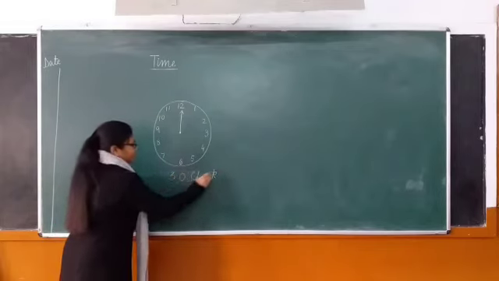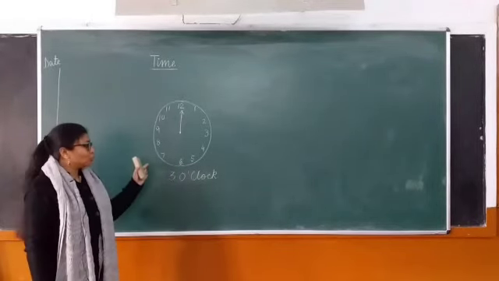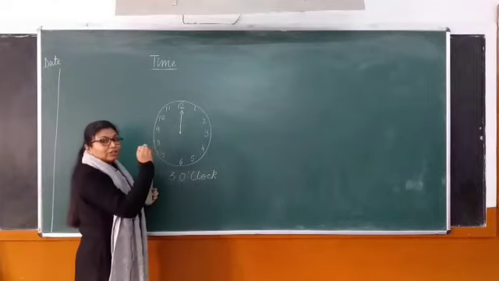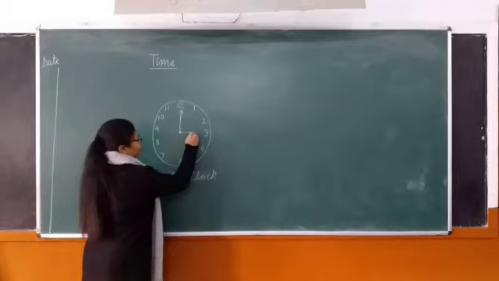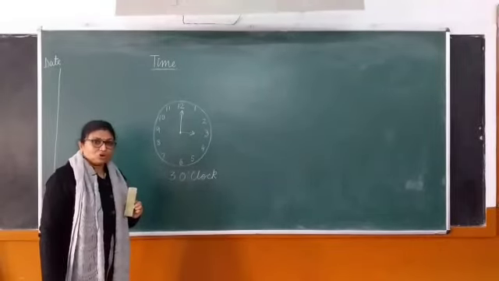Now the next time that ma'am has given you is 3 o'clock. Now you have to draw the hands and you have to show 3 o'clock. So the big hand is pointing towards 12 and the short hand will point towards 3. So what time is it? It is 3 o'clock.